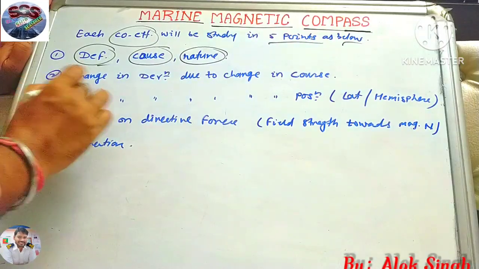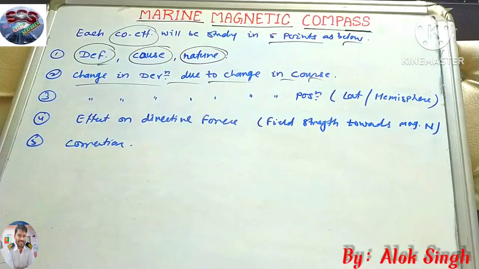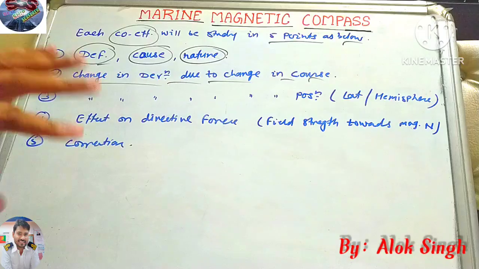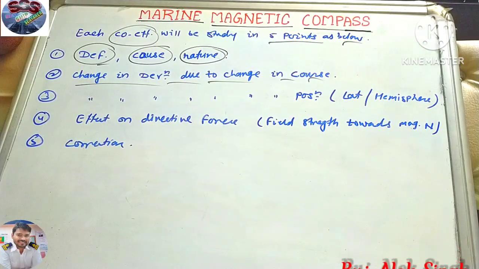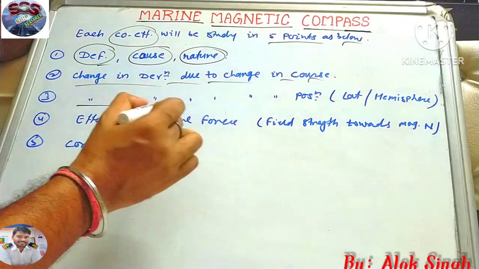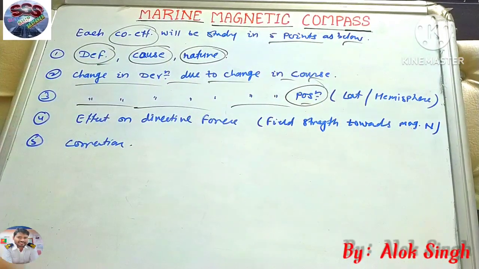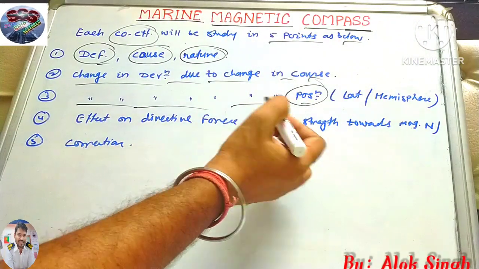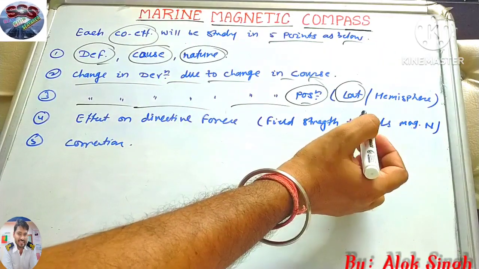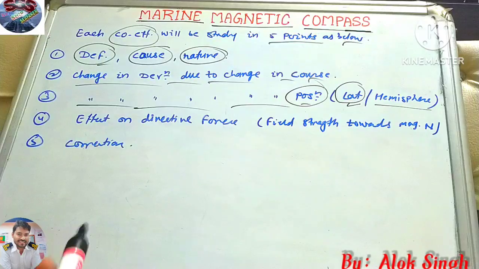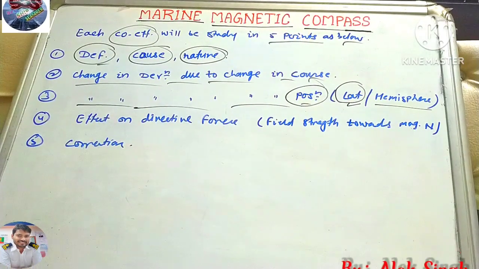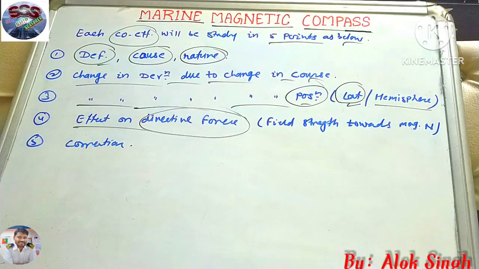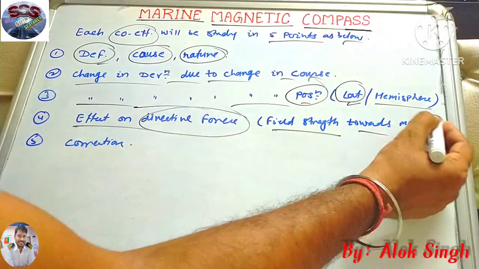Then we'll see the change in deviation due to change in course, like when our vessel is going on a particular course and then changes its heading or course, how it will affect the deviation. Then the change in deviation due to change in position, like suppose you are at the equator and now we are going to a particular latitude on the north side or the south side, how will it change? We'll see this with respect to the latitude or the hemisphere, either going from the southern hemisphere to the northern hemisphere, or from northern to southern. Then the effect on directive force. The important point here is directive force. What is directive force? Directive force is nothing but a field extended towards magnetic north.